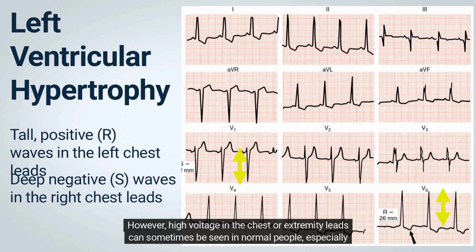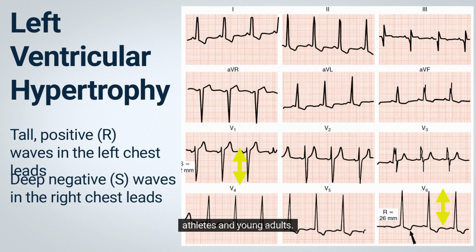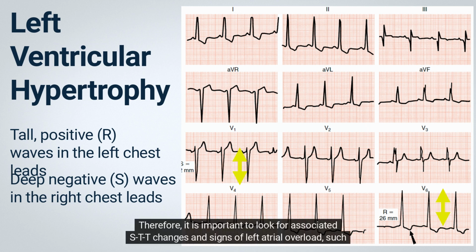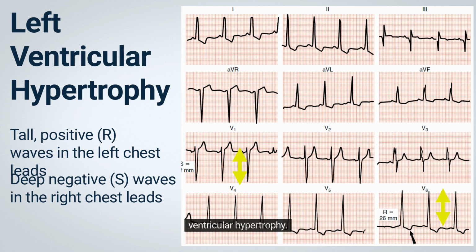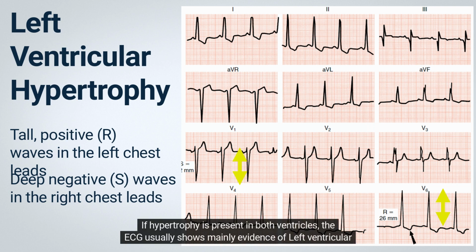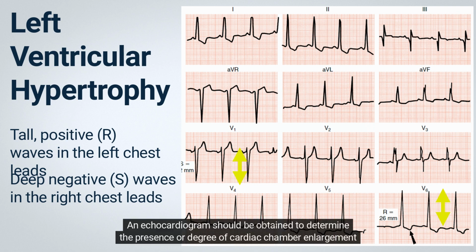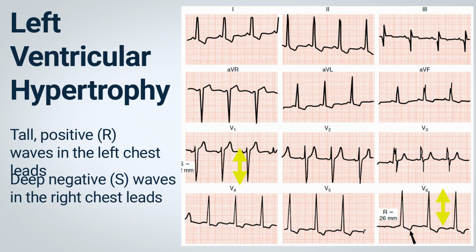However, high voltage in the chest or extremity leads can sometimes be seen in normal people, especially athletes and young adults. Therefore, it is important to look for associated STT changes and signs of left atrial overload, such as broad P waves in the extremity leads or wide biphasic P waves in lead V1, before making a diagnosis of left ventricular hypertrophy. If hypertrophy is present in both ventricles, the ECG usually shows mainly evidence of left ventricular hypertrophy. An echocardiogram should be obtained to determine the presence or degree of cardiac chamber enlargement when necessary.